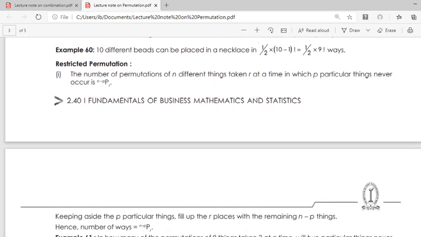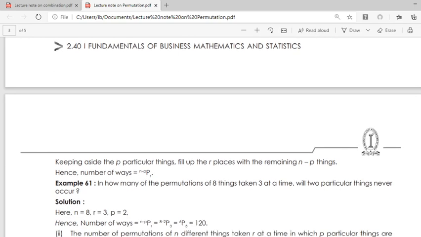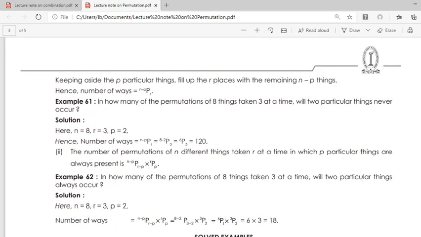permutations. The number of permutations of n different things taken r at a time, in which p particular things never occur. If I have a permutation of n different things taken r at a time, in which p particular things never occur, that will be n minus p permutation r. Keeping aside the p particular things, fill the r places with the remaining n minus p. That's what it's telling us. Now let's see example 61.